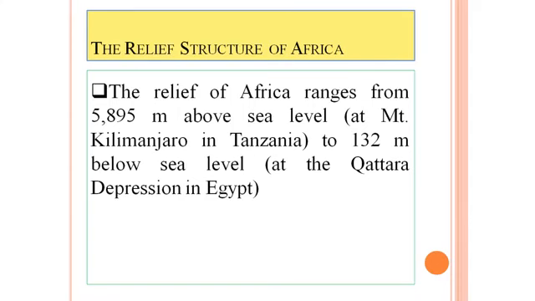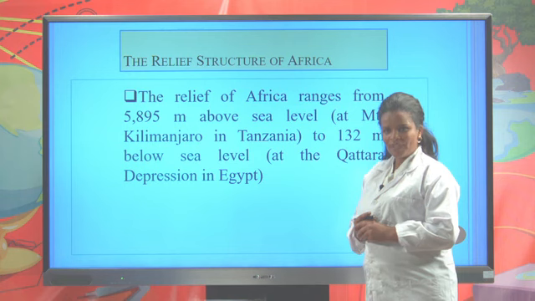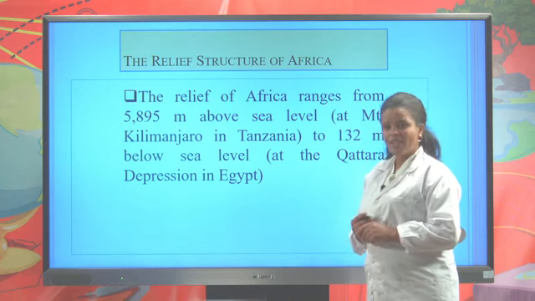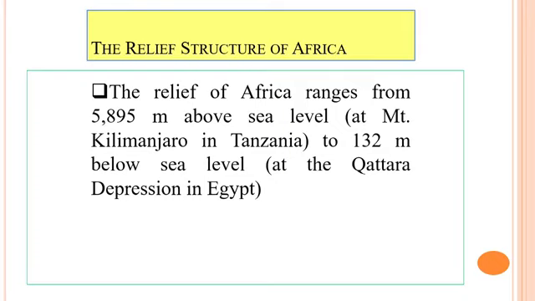The highest mountain is found in Africa, that is Kilimanjaro. The elevation is 5,895 meters. And also the lowland or depression is found in Africa, that is the Qattara Depression, which is found in Egypt. It is 132 meters below sea level.